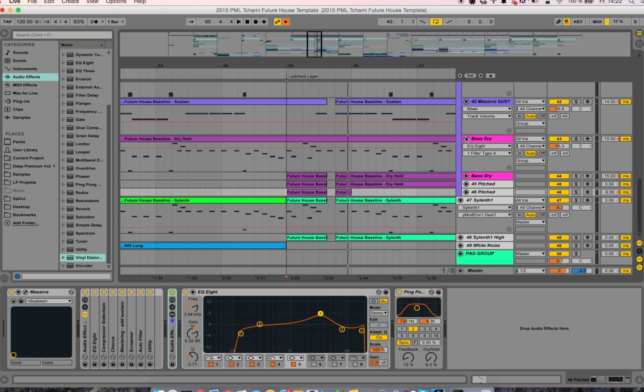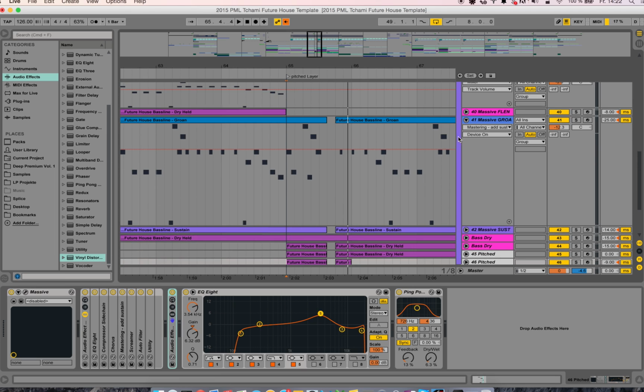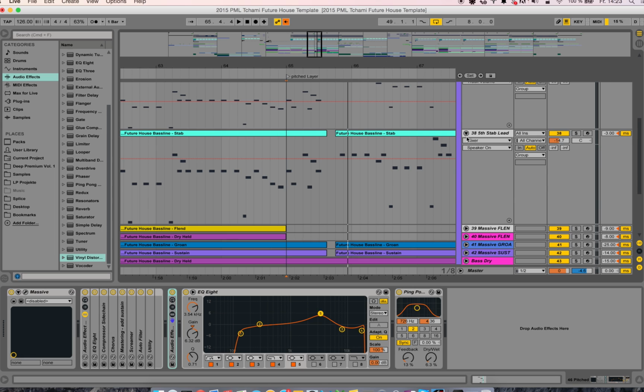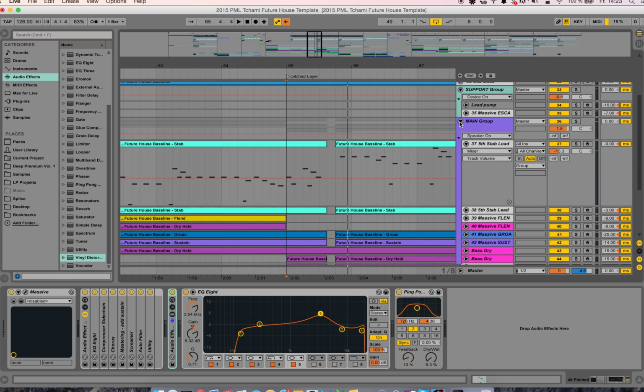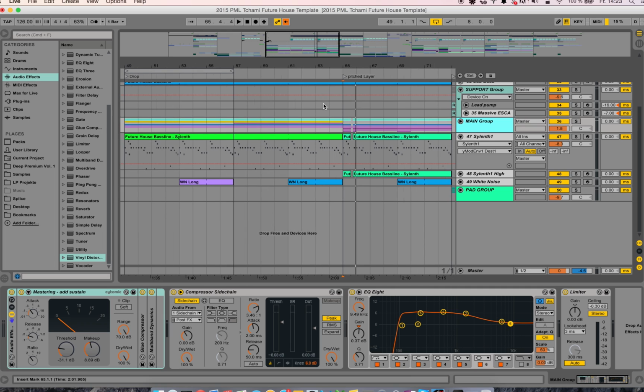Anyways, we are pretty much through those layers. So those are some ideas on how you can create this future housey kind of lead stacked sound. Of course, we are also using a sub bass together with that.